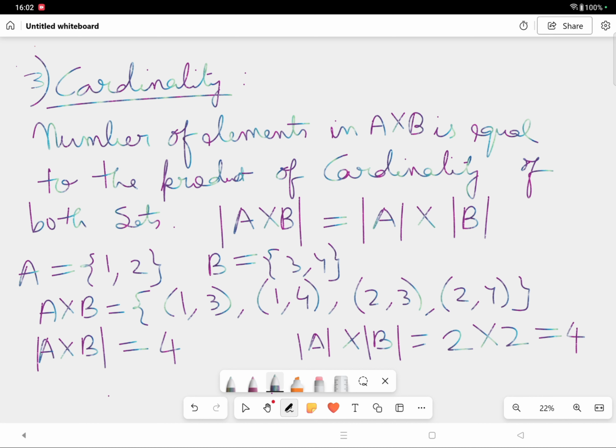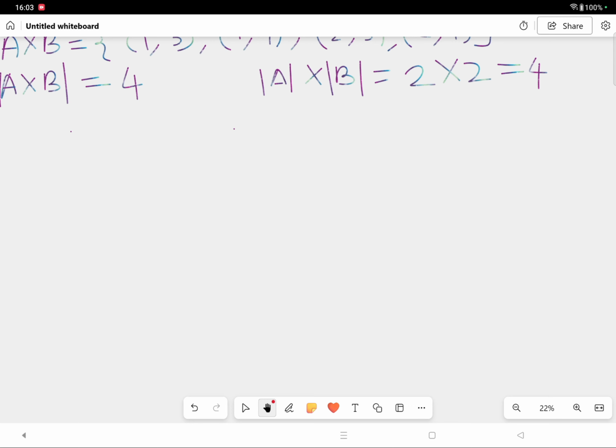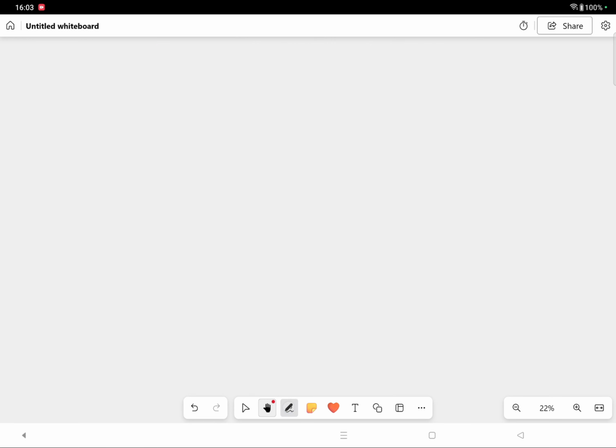So hence you can conclude that the cardinality of this Cartesian product, the number of elements in A cross B, is equal to the product of the cardinality of both the sets. So this one was property number 3.